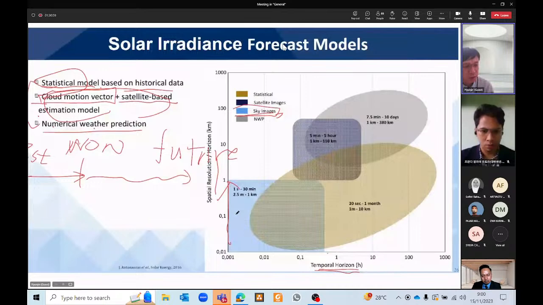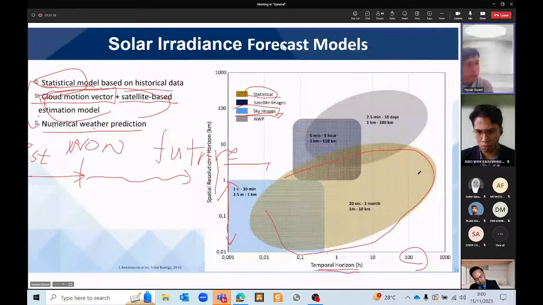Statistical models work for short spatial resolution. Depending on the model, it could reach several days. But I don't think its accuracy is quite good. On the other hand, satellite images can see a temporal horizon of several hours, but several tens of kilometers.